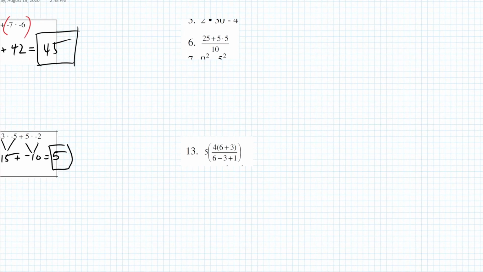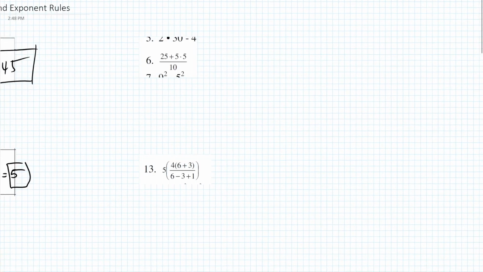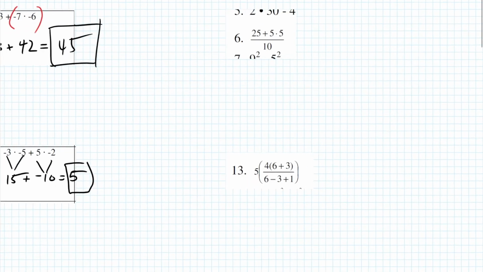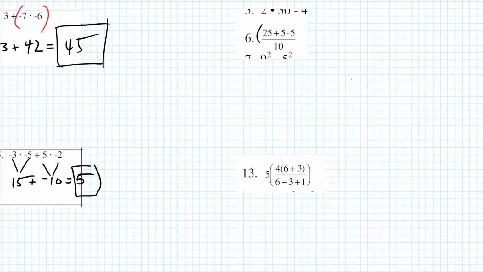Now in this next one, what's confusing is that you don't see any parentheses in there, but there's actually parentheses that are implied. And the parentheses are implied because you have all the numbers on the top of the fraction.